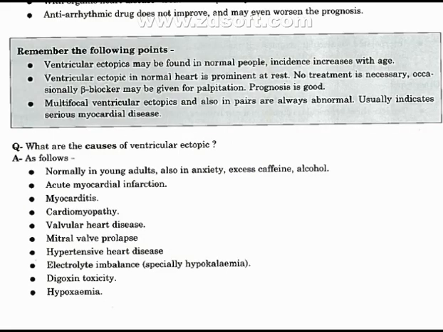Now we should remember the following points. Ventricular ectopics may be found in normal people. Incidence increases with age. Ventricular ectopics in a normal heart are prominent at rest. No treatment is necessary. Occasionally a beta blocker may be given for palpitation. Prognosis is good.